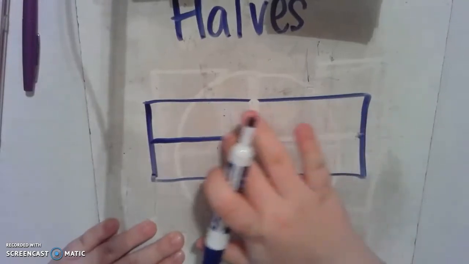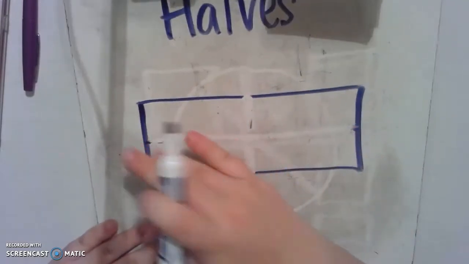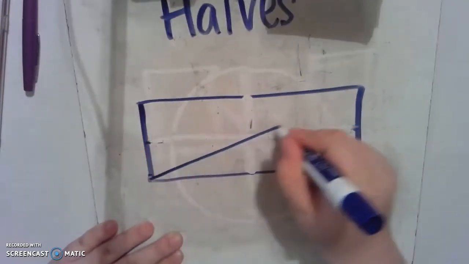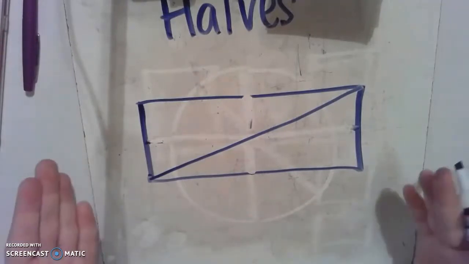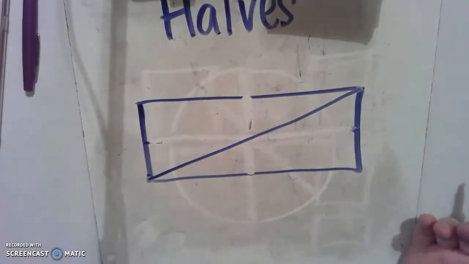Now, I know what some of you are thinking, Miss Martin, what if I just split it like this? And guess what? Those are 2 equal halves because they are the same shape. Now, they might not look the same. You might be like, oh, that's a little weird looking. But they are. They're exactly the same.